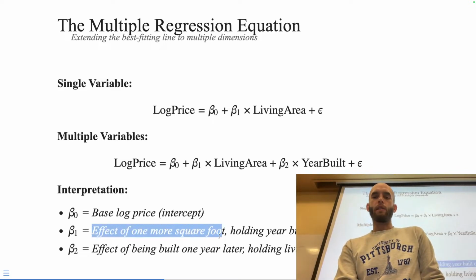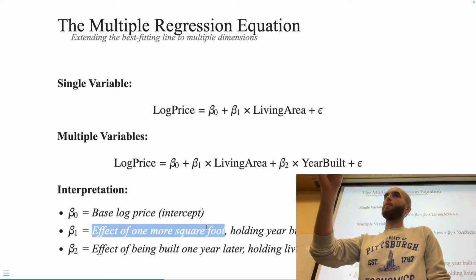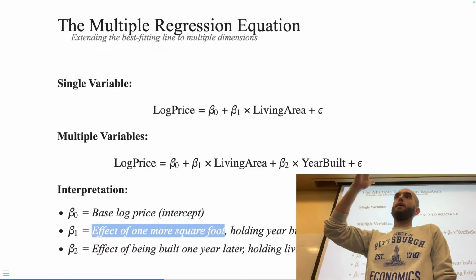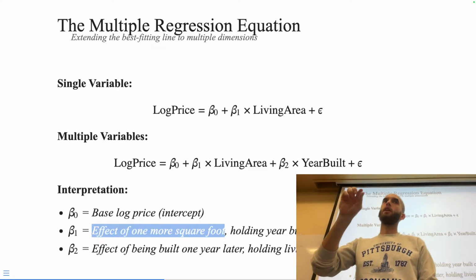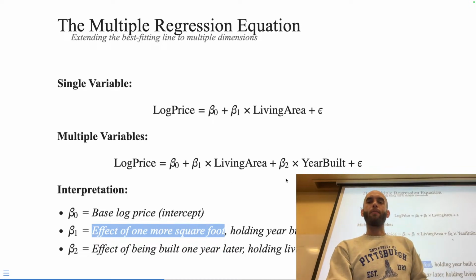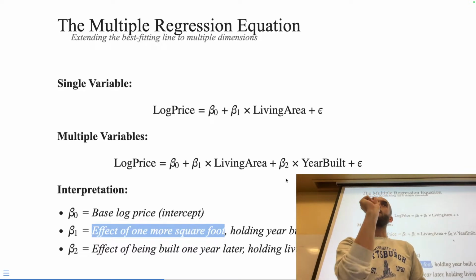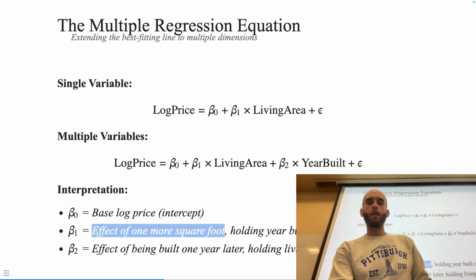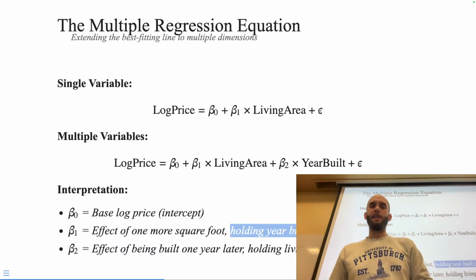Where before, in the first model, we were estimating beta 1 as the effect of 1 more square foot. Now, once we have a control variable, we're saying it's the value of the additional square foot, comparing 2 different houses made in the same year. So we've included year built as a control variable, which allows us to compare 2 different houses in the same year. So the way we say this is holding year built constant.